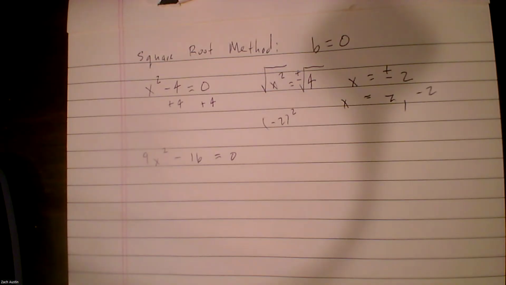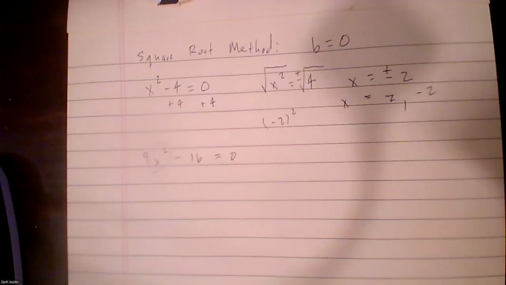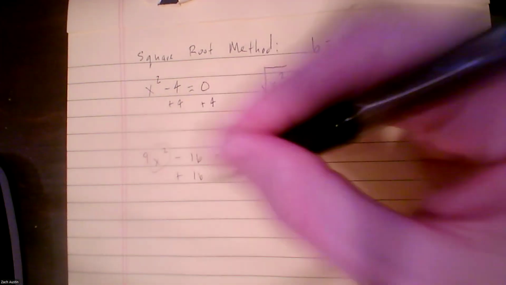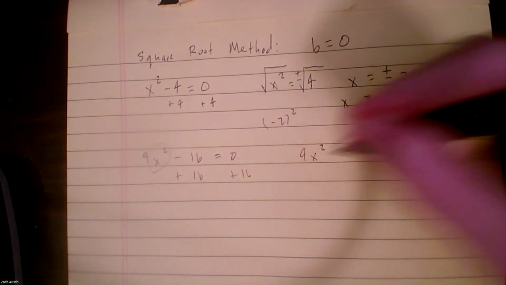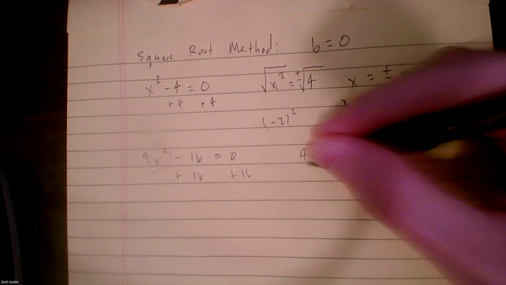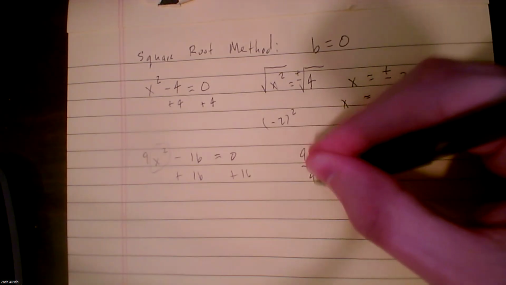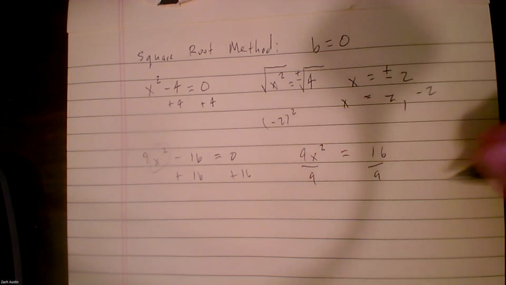Okay, so again, my first step doesn't change. My goal here is to get the x squared on one side by itself. This one's going to take a couple of steps to make that happen. I'm going to start the same way. I'm going to move the 16 over to the other side. And then to get rid of that 9, it's multiplied, so I'm going to divide it. And so we'll have x squared equals 16 over 9.